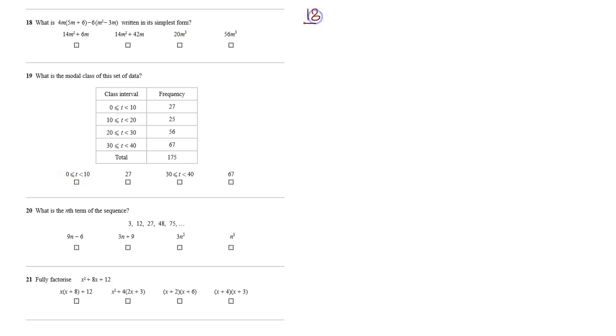Question number 18. It's the same type of question. 4m multiplied by (5m + 6) minus 6(m square minus 3m). In this question it's a double bracket. In the previous one there was a single bracket. Now we have to multiply 4m by 5m. 4 times 5 is 20. m multiplied by m is m square. Now multiply 4m by 6. 4 times 6 is, this is the plus sign, 24 and m.